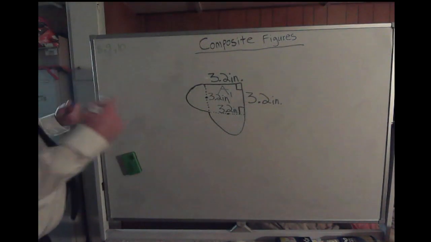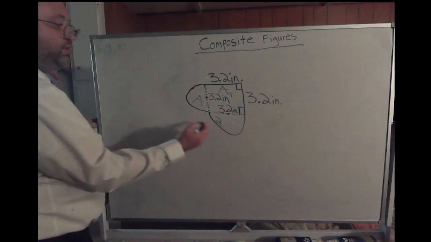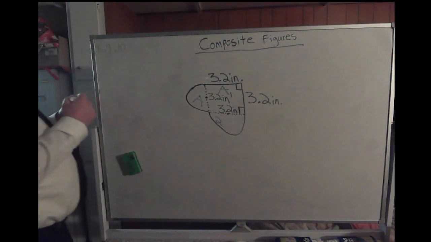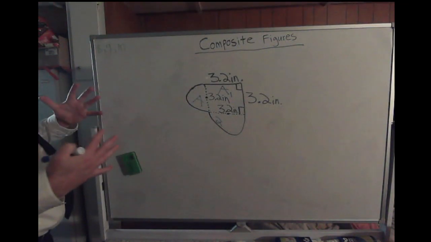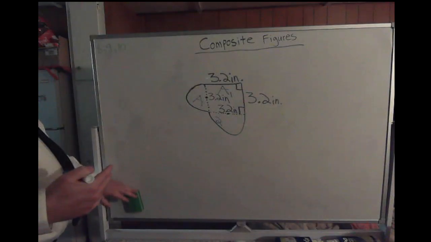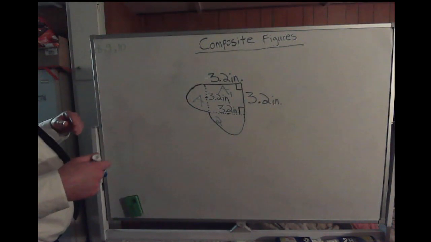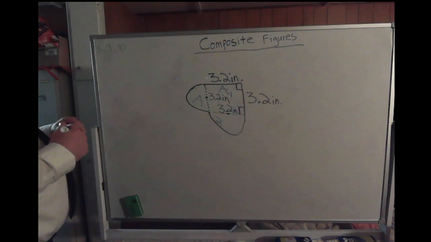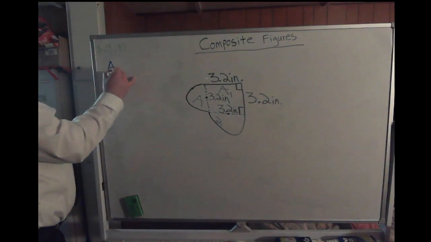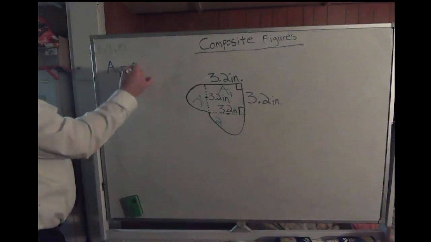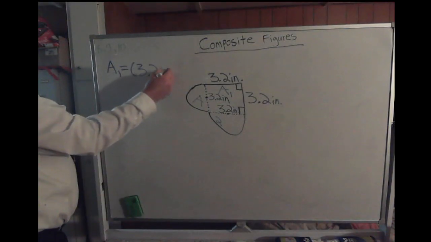So this will be A sub 2. This will be area 2. We're going to put both of these semicircles together to form one circle. You can save yourself some work if, instead of trying to find 3 areas, you find 2 areas. So let's do the area of the square first. I'm all for that. Area of the square is just going to be that 3.2 inches to the second power.